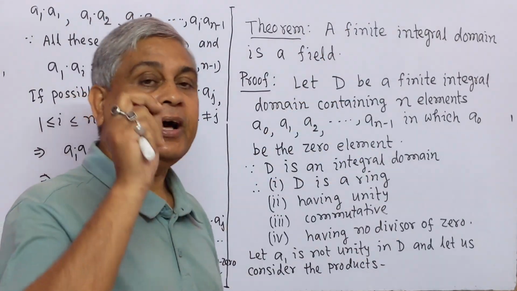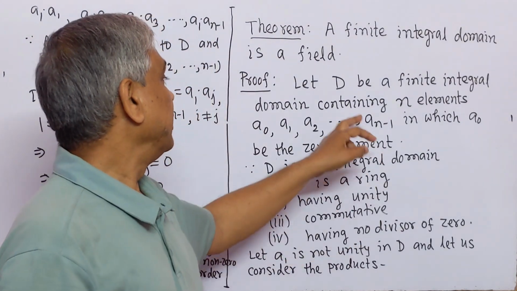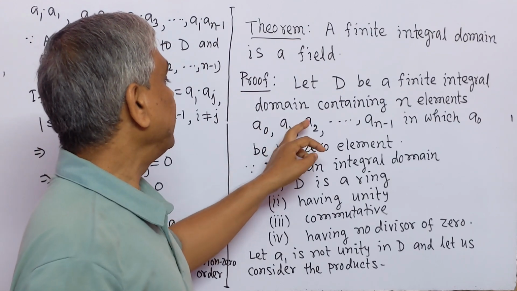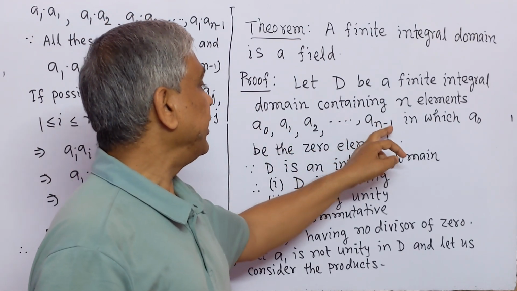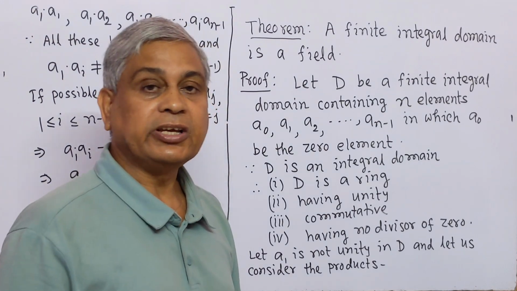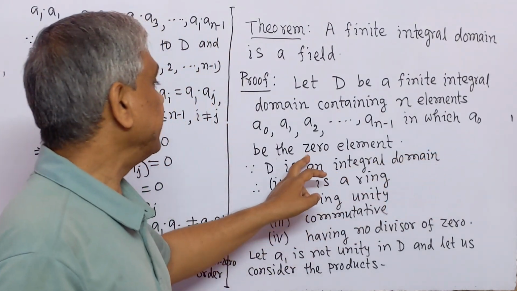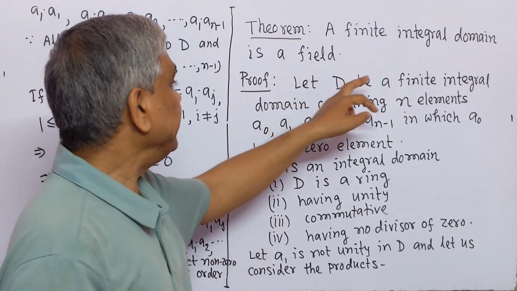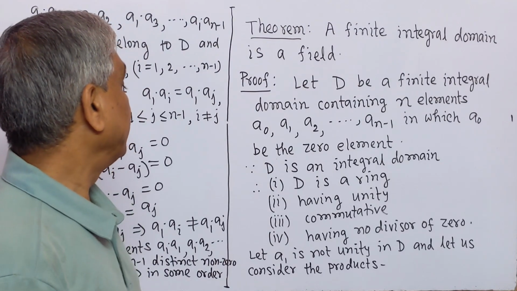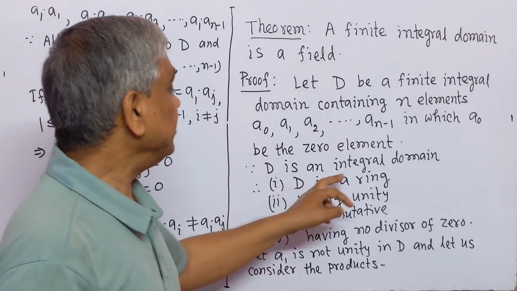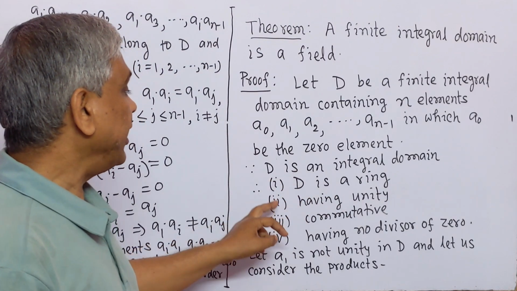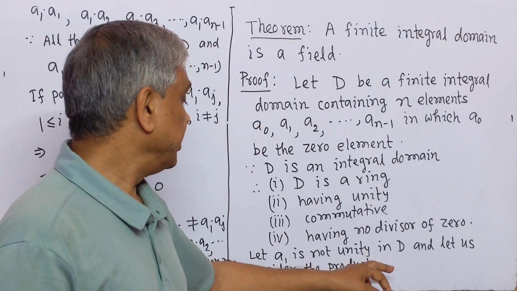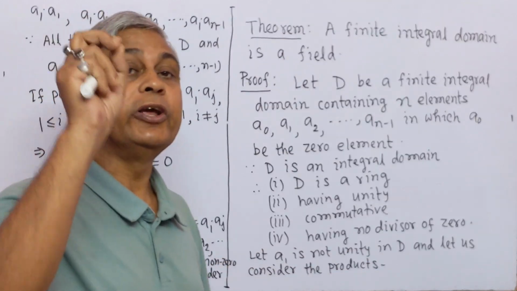Let D be a finite integral domain containing n elements a0, a1, a2, ..., a(n-1), in which a0 is the zero element. Since D is an integral domain, therefore number 1, D is a ring. Number 2, having unity. Number 3, commutative. Number 4, having no divisor of 0.